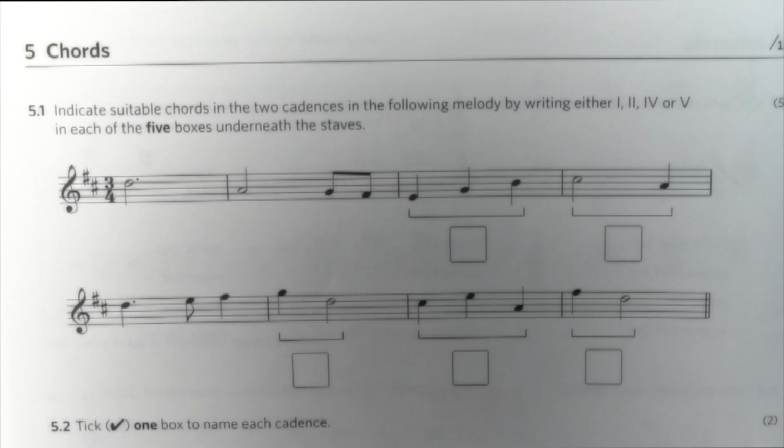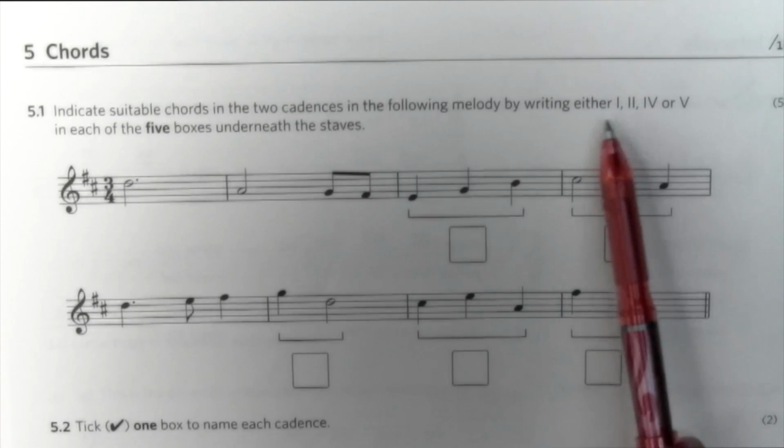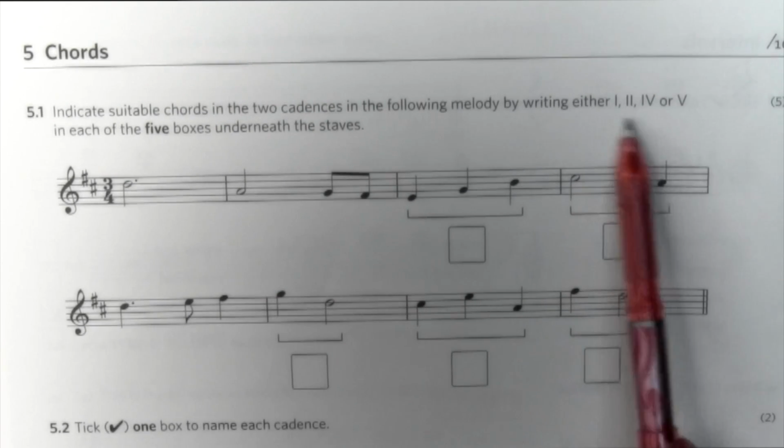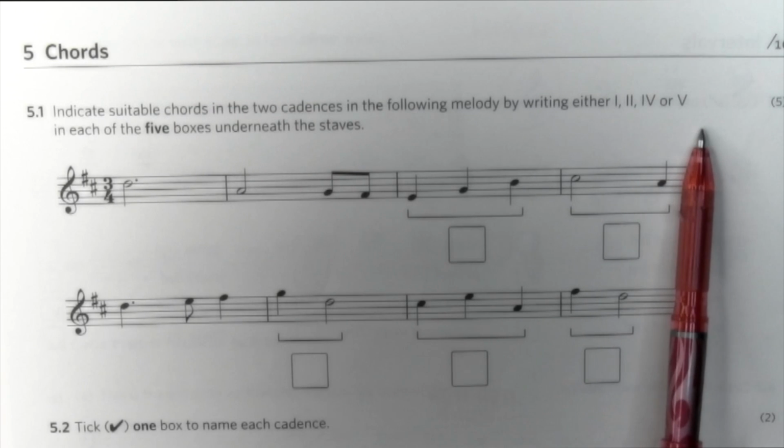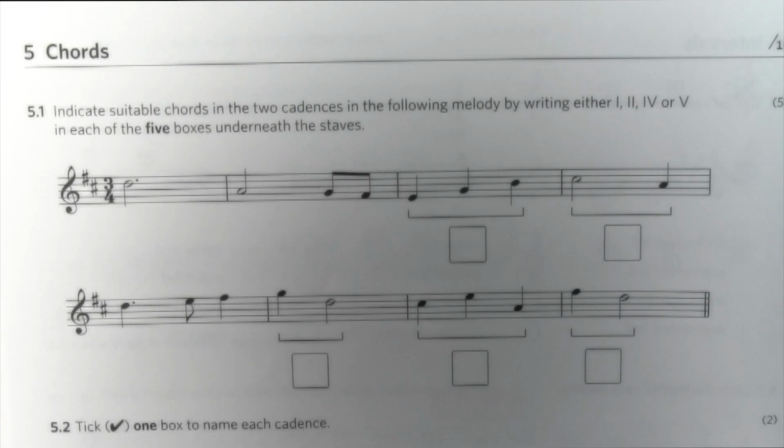This page is about chords, and we have 3 questions. Each of them is a development of the previous one. So let's go in order. In the first one, we need to identify the cadences of this melody. The possible chords are 1, 2, 4 and 5, because these are the chords of the 3 main cadences. Perfect, imperfect, interrupted and plagal.